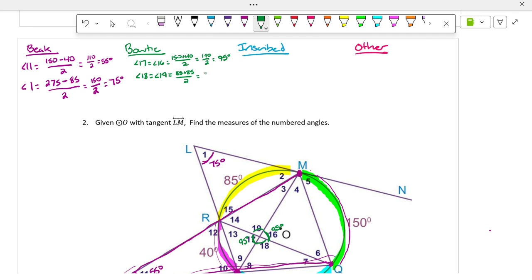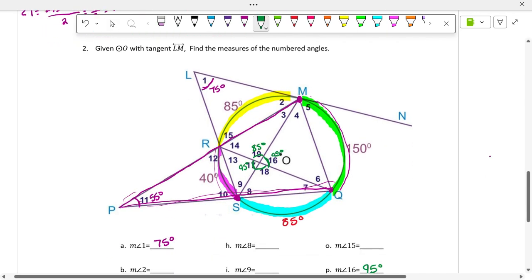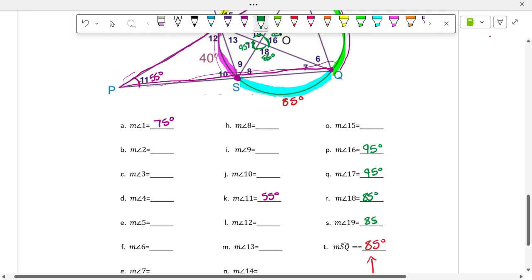Right, it'll just be 85. So this would be 170 over 2, which is just 85 degrees. So this angle's 85 degrees. This angle's 85 degrees. And with that, we're done with our bow ties.